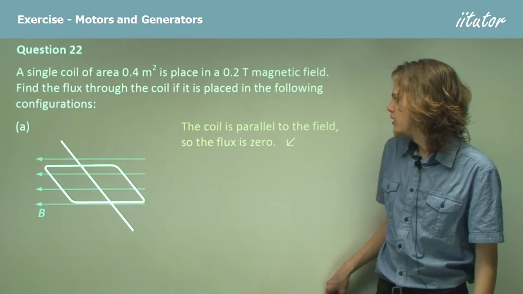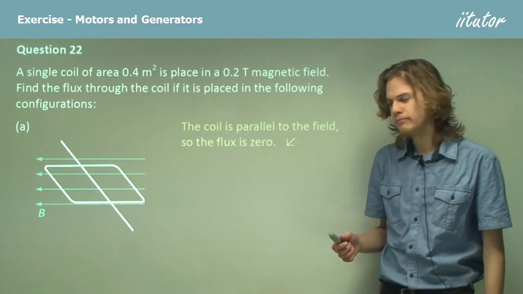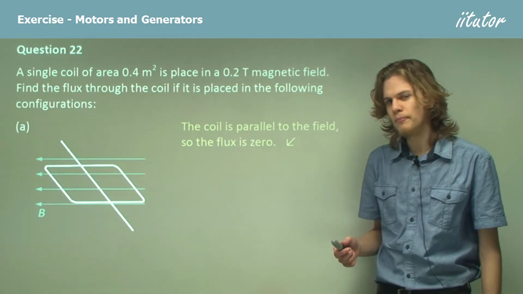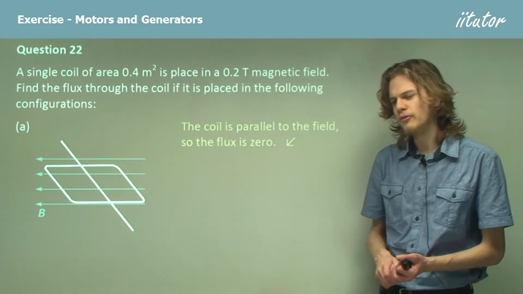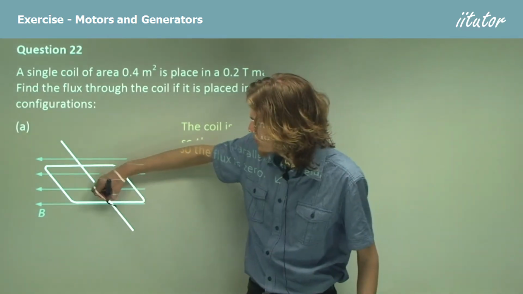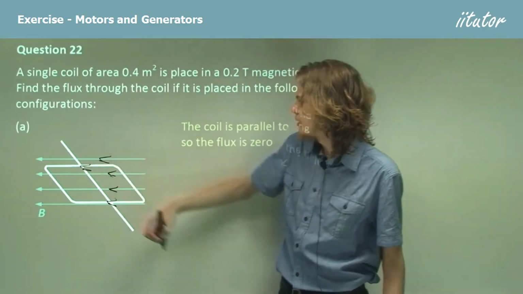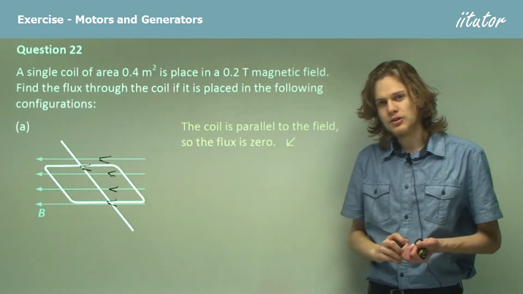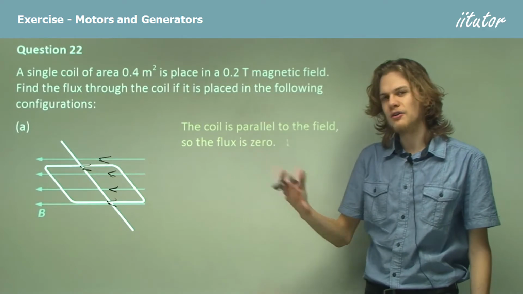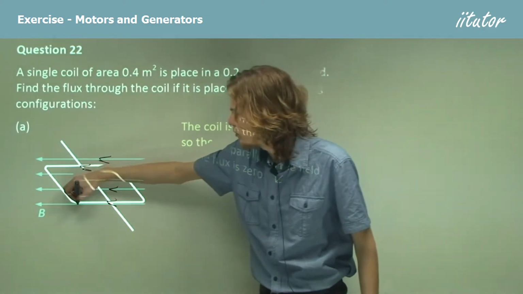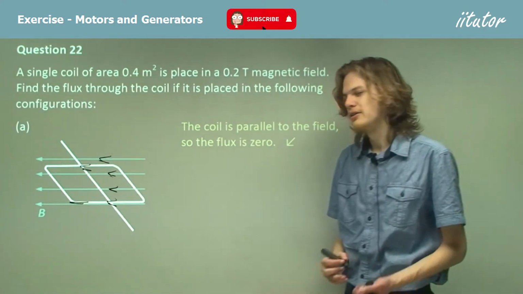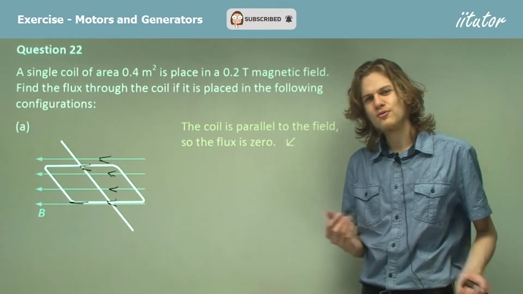So in A, we have a coil that's parallel to the field, so the flux is going to be 0. We can see that, right? This direction is the same as the direction of the magnetic field. So if we were to find the flux, we'd take the sine of 0, because that's the angle between it, and sine of 0 is of course 0.